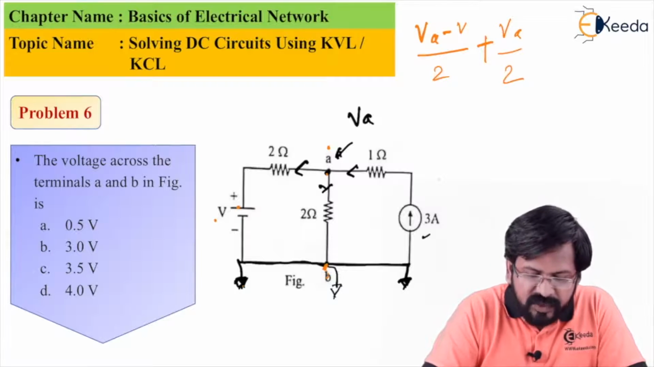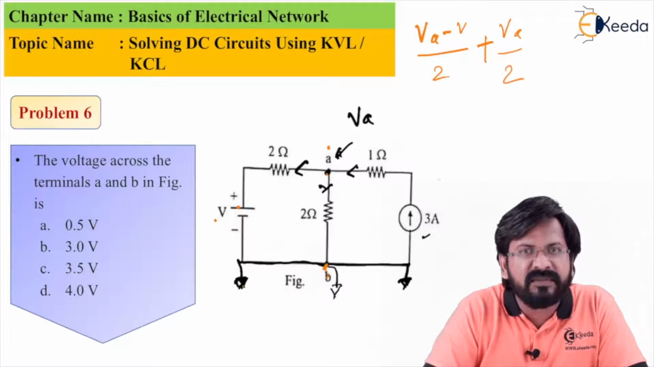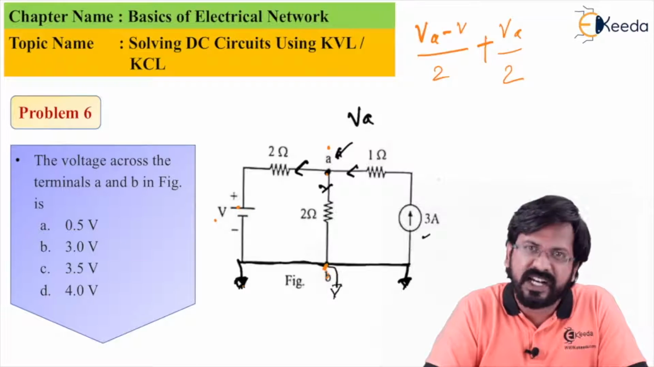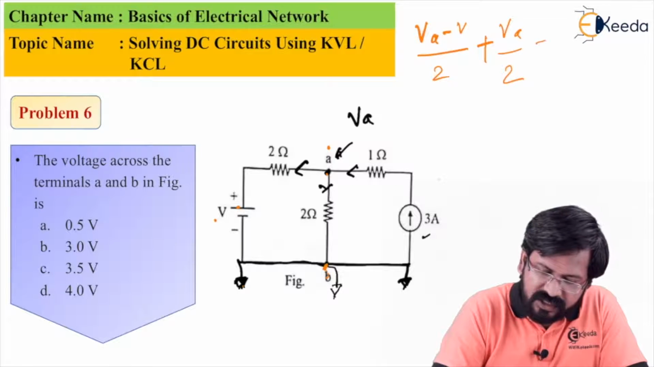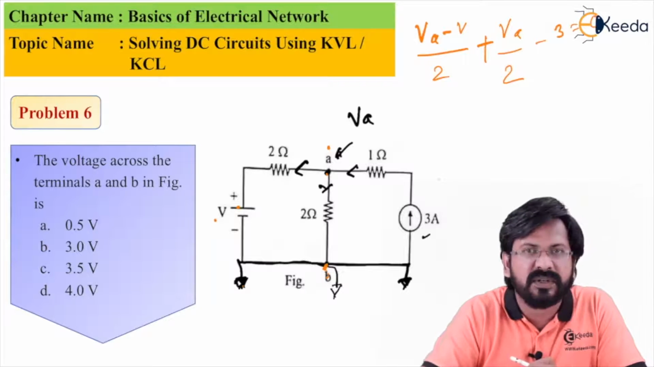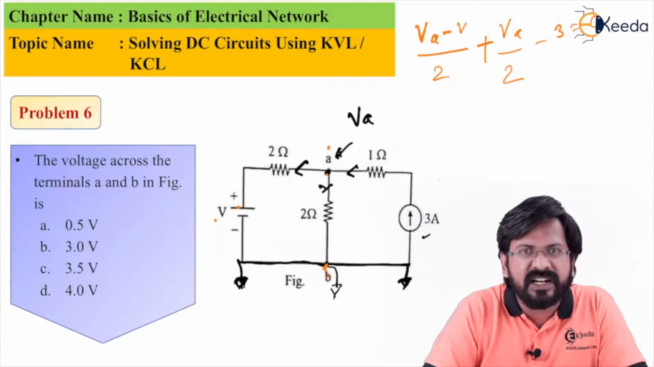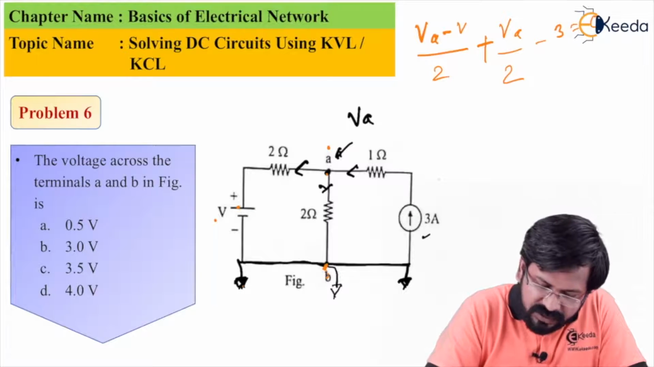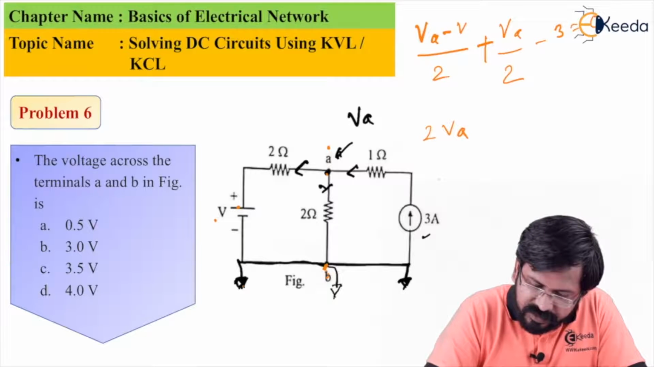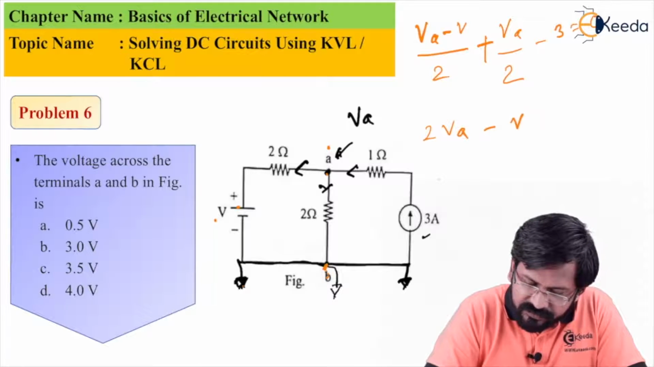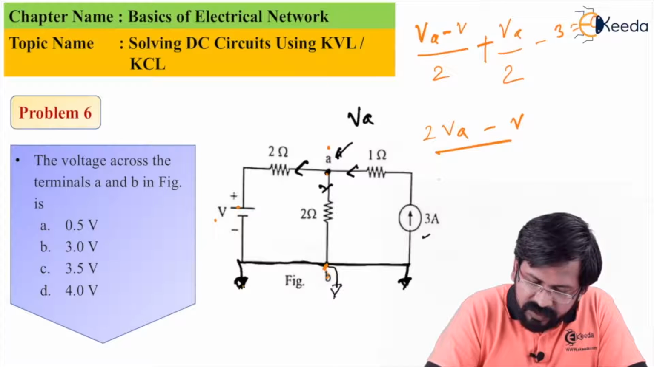Then in the next branch, as you can see, the current is already given, which is 3 ampere. Since it is incoming, I shall consider this current as a negative current. So minus 3 equal to 0. I can transfer that minus 3 over there, and it becomes plus 3. Since the denominators are the same, I can directly add these numerators. So it becomes 2VA minus V, whole divided by 2, which is equal to 3.